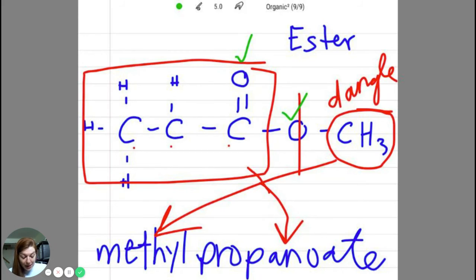Now, sometimes this base is smaller than the dangle. That happens. You could have a really tiny main chain and then a super huge dangle. That's okay, because when it comes to esters, whoever has the double bonded oxygen is the king.